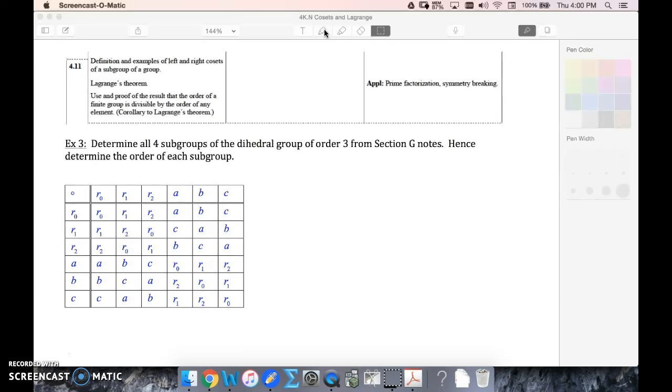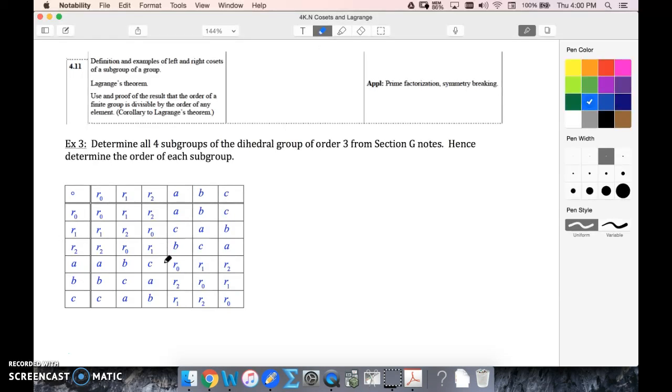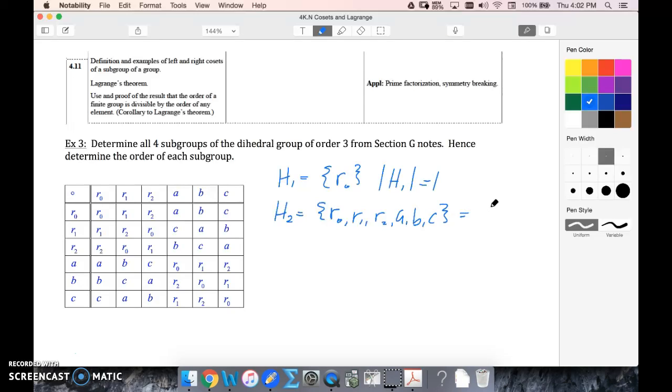Obviously our first subgroups are the trivial ones. We could have subgroup H1 be just the identity element R0, and of course that has an order of 1. The next trivial subgroup, H2, is of course all of our elements: R0, R1, R2, A, B, and C. H2 has an order of 6.